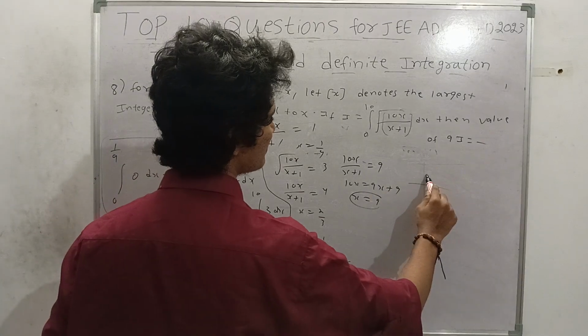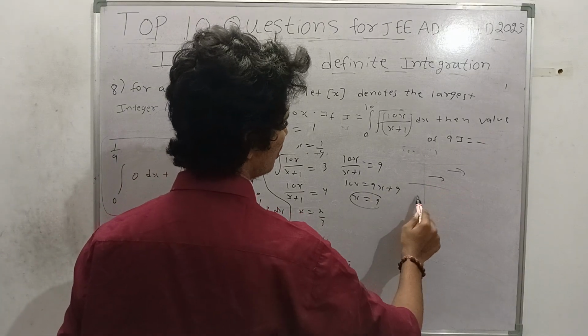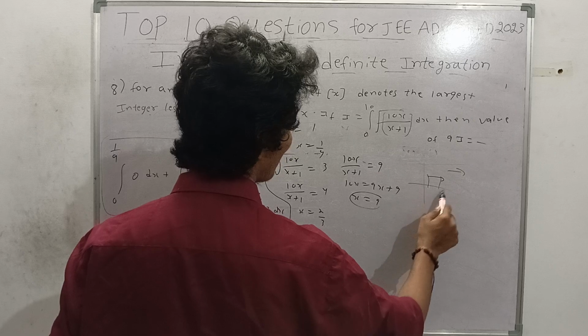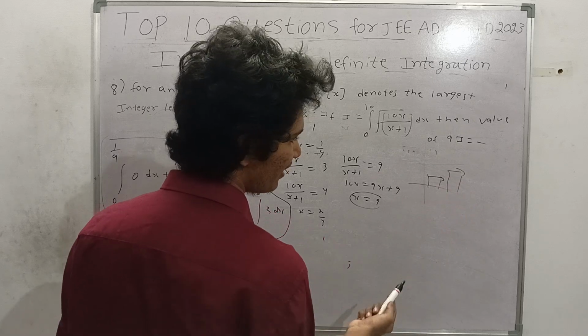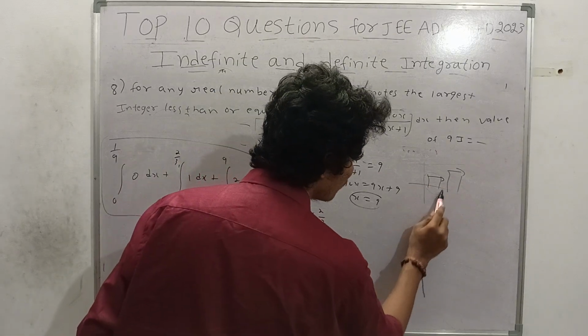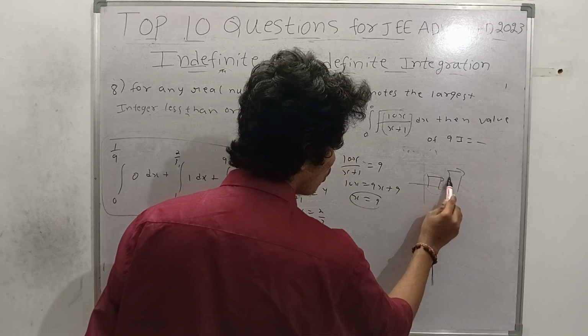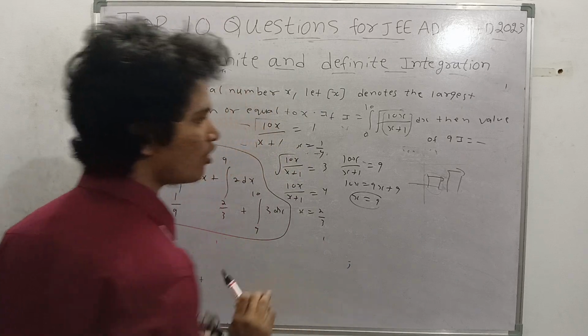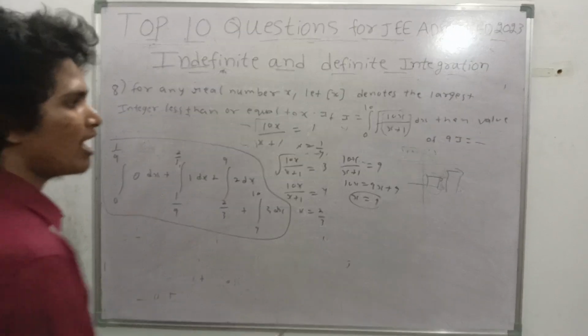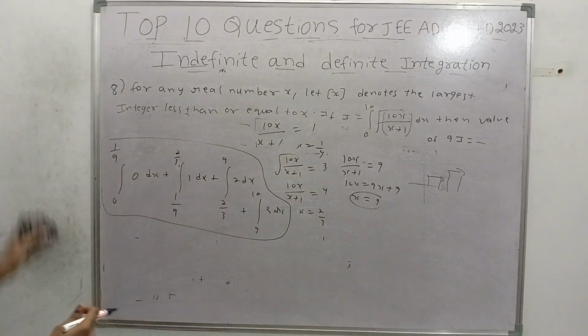Suppose there is a step function. This is a step function. In order to calculate the area, or the definite integral, you have to integrate it with respect to this limit only. You cannot integrate over the total range, because at this point there is no step value. So you cannot calculate. So you have to break the limit. That is the reason we break the limit.